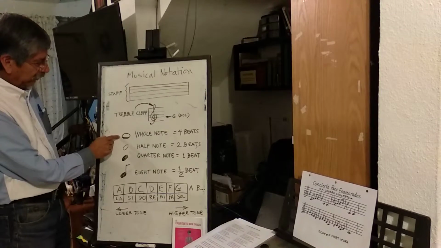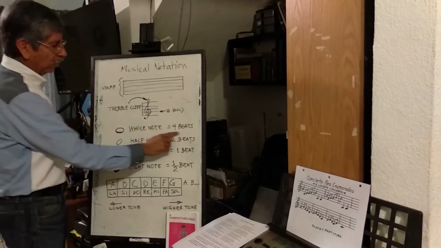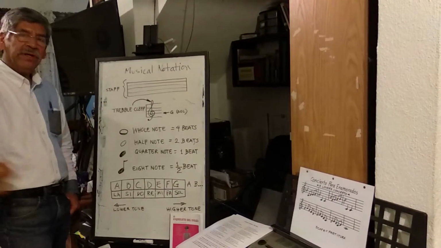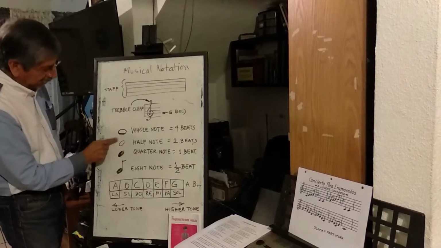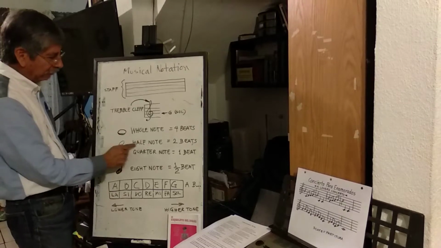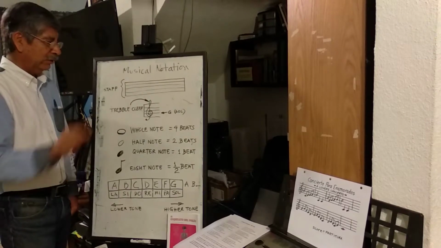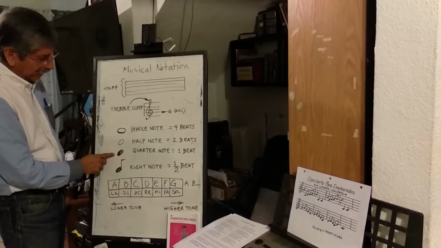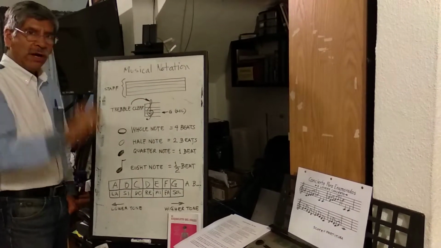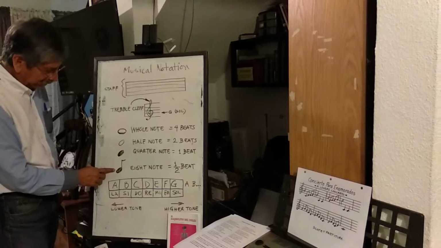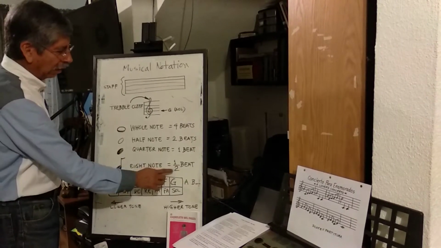This symbol corresponds to a whole note, which is 4 beats. 1, 2, 3, 4. Okay, 1, 2, 3, 4. That's 4 beats. This symbol corresponds to a half note, which is 2 beats. 1, 2. Okay, this one is a quarter note corresponding to 1 beat. 1. Okay, and this one corresponds to an 8th note, which is 1/2 beat.